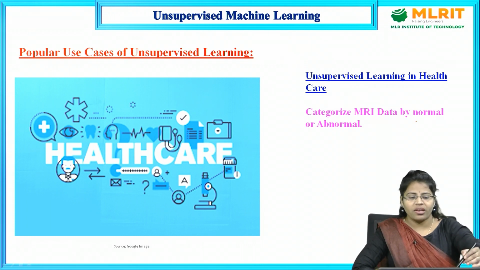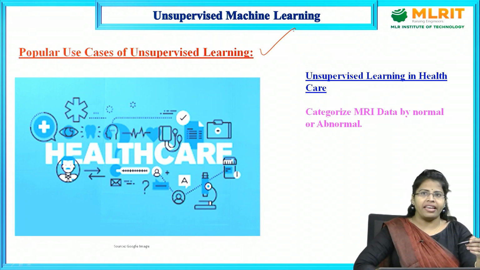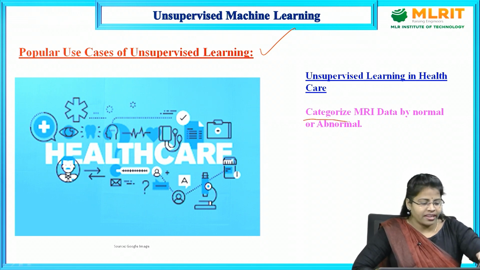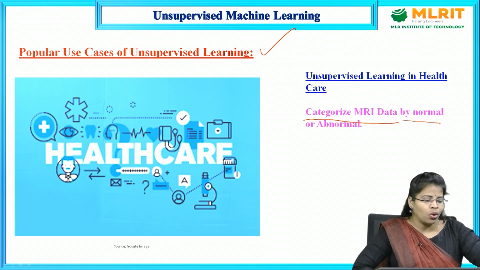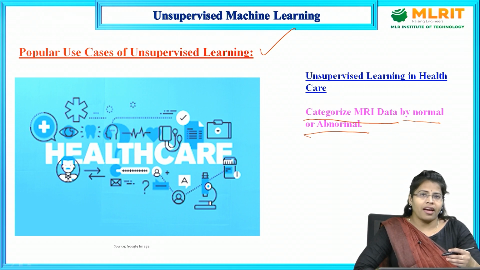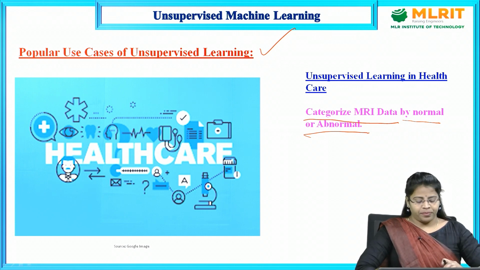Next, the other use case of unsupervised machine learning is healthcare. In the healthcare sector, unsupervised machine learning is used to categorize MRI data into normal and abnormal images. Here it is going to use a deep convolutional neural network to identify the different patterns of images to detect the different patterns.